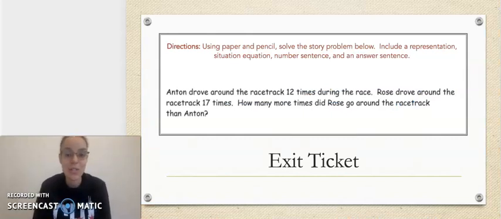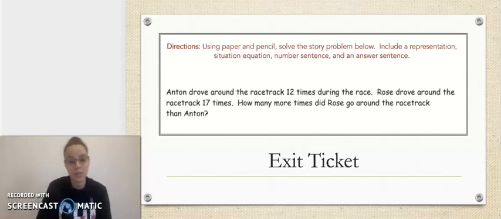Directions. Using paper and pencil, solve the story problem below. Include a representation, situation equation, number sentence, and an answer sentence. You ready for the problem? Anton drove around the racetrack 12 times during the race. Rose drove around the racetrack 17 times. How many more times did Rose go around the racetrack than Anton?